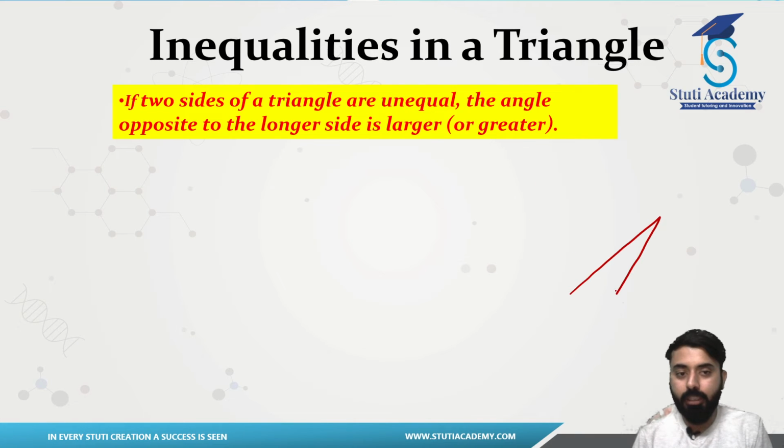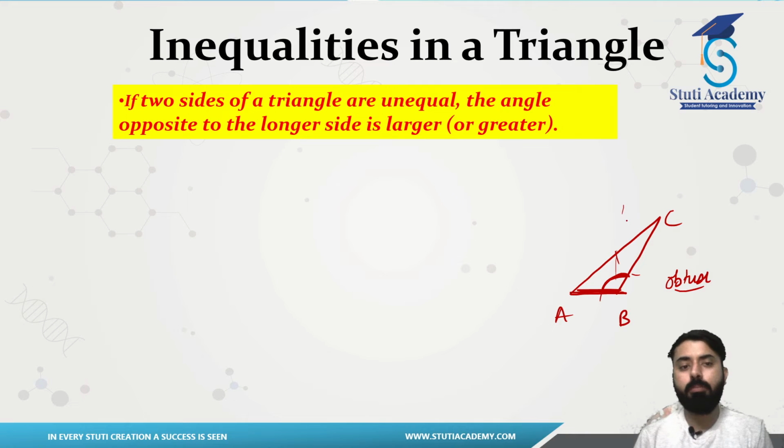Let's just take this triangle for an example. Now guys, I have this example, triangle ABC. These three sides are unequal, they are not equal to each other. Here you can see angle B looks like an obtuse angle. If I draw a perpendicular, you see this is greater than 90, this is obtuse.